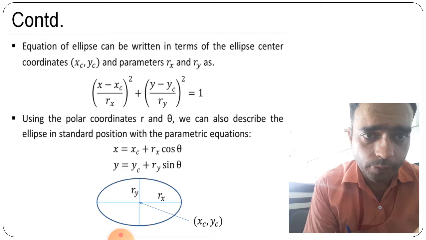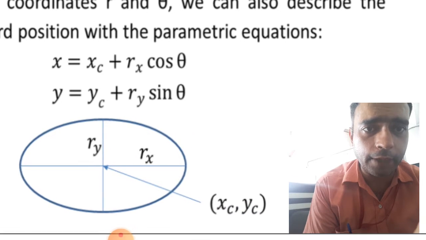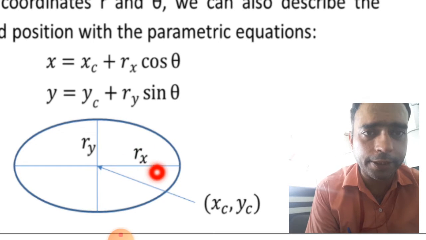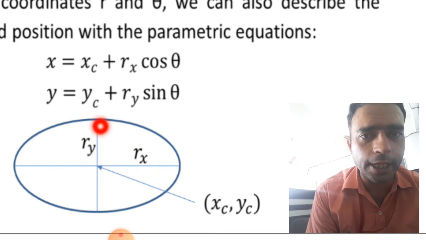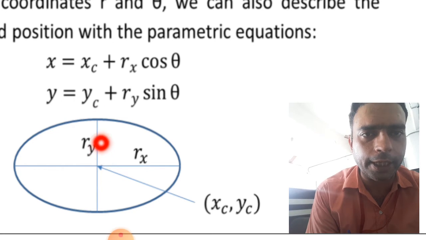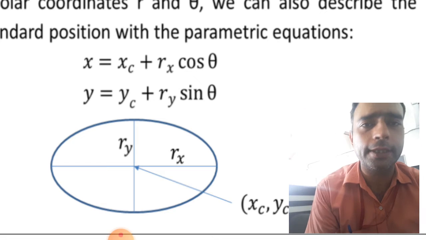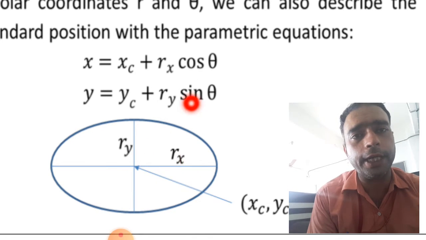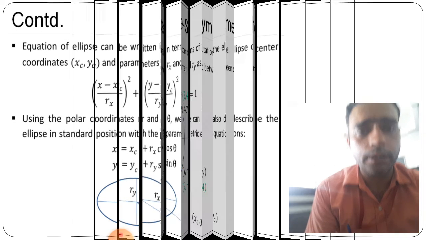So here the particular diagram is given for rx and ry. This particular line here that we are seeing is rx, and the center is xc comma yc, and this particular part is ry, that is the radius on the y-axis, and that is the radius on the x-axis, right? And finally we are getting x is equal to xc plus rx cos theta.